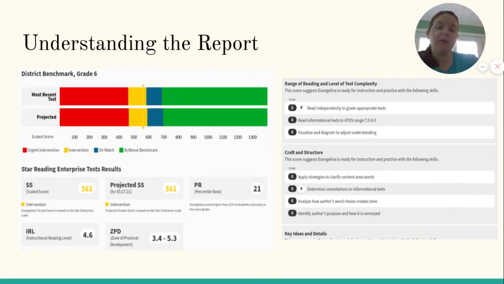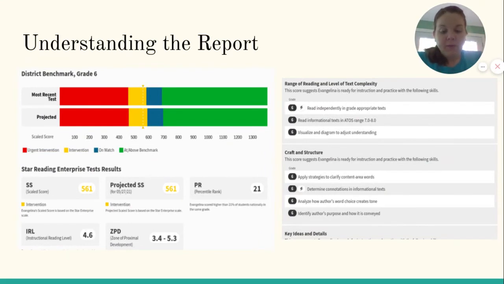So lastly, I want to point out some things with the STAR report for the year. These are 2 pieces of data that we use the most often. If you look at the district benchmark graph, this is for the student from the last slide, the one that had 3 yellow data points.